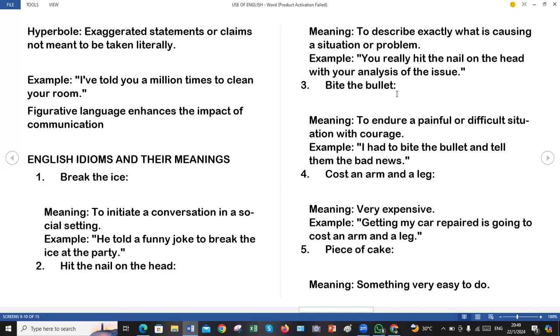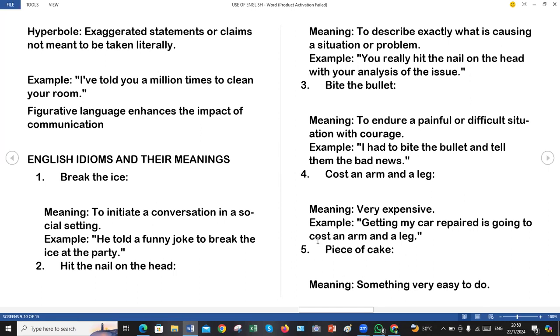Number three is bite the bullet. It means to endure a painful or difficult situation with courage. As you can see, this one doesn't literally mean somebody is putting a bullet in his or her mouth and biting it. It means to endure a painful or difficult situation with courage. I had to bite the bullet and tell them the bad news. Maybe the news was so bad you couldn't tell, but you had to bite the bullet.